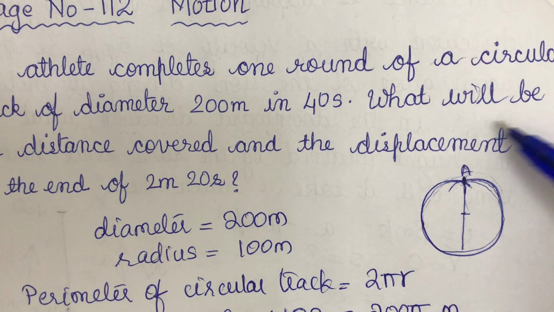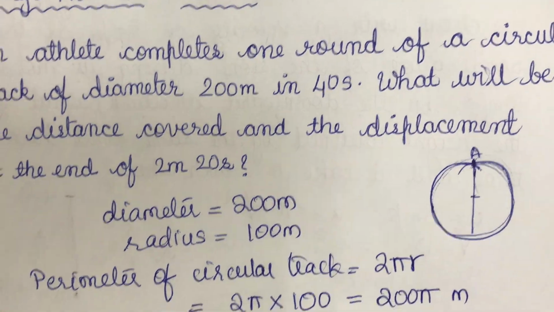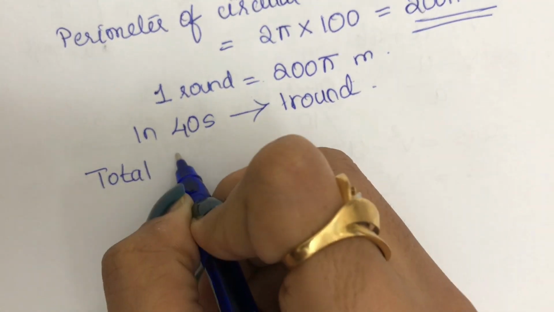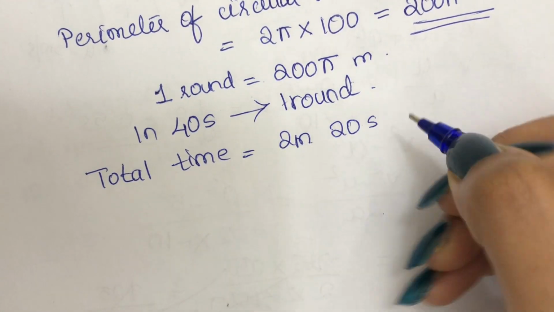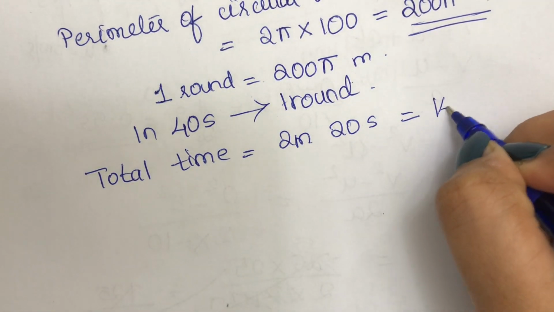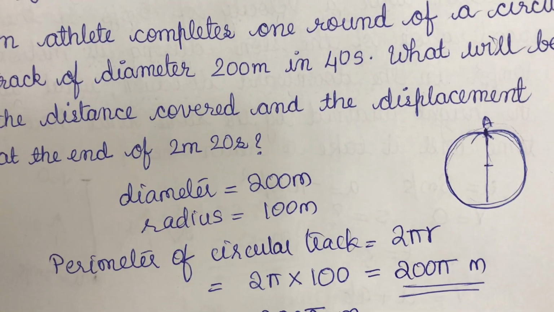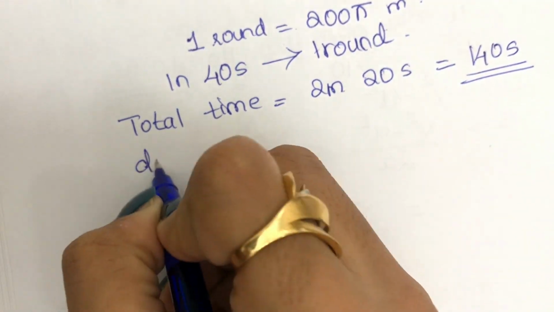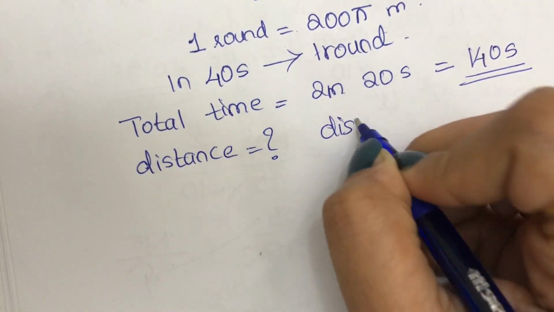Now the question is, what will be the distance covered and the displacement at the end of 2 minutes 20 seconds? So the total time is given. Total time is equal to 2 minutes 20 seconds, which is 120 plus 20, that is 140 seconds. So now we have to find the distance covered and the displacement.